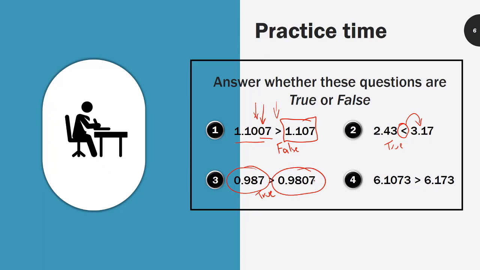It's also important to note that just because this number has more digits than this number, okay, it's a longer set of digits. There's 5 digits in this number compared to 4 in the first one. It doesn't mean that it is a number that has a greater value, okay? Now, question 4 here is saying that 6.1073 is greater than 6.173. Now that one again is false. Okay, so hopefully you were able to get a few of those correct.